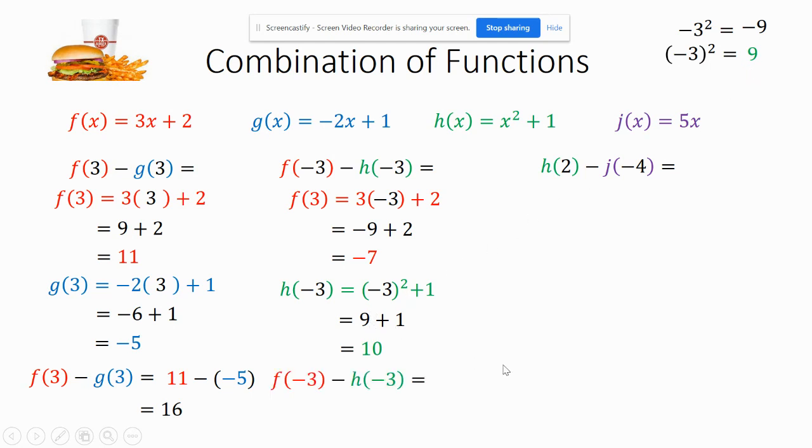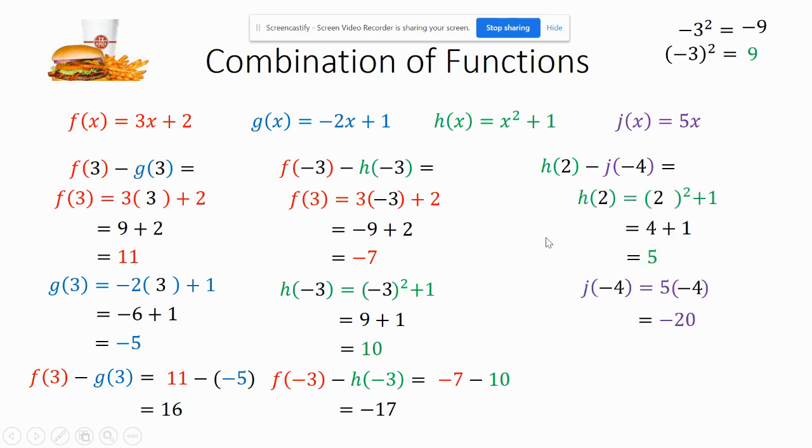And I'm going to take negative 7 minus 10, which makes negative 17. I like to think of these as two negative numbers. And then here, this last one, I'm going to take this 2 and square it, which is 4 plus 1, 5. And then 5 times the negative 4 is negative 20.